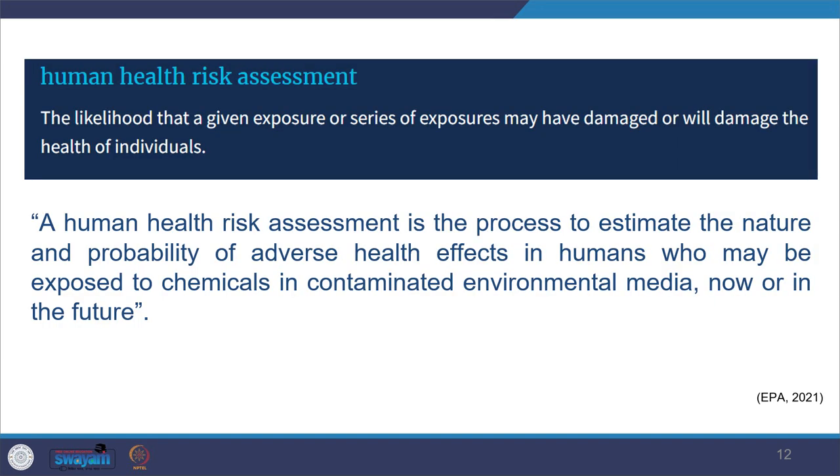The initial tool for assessment we see is human health risk assessment, HHRA, within the EIA framework. This helps us evaluate various health hazards, what kind of health hazards are there. When you undertake human health risk assessment, it will tell you the likelihood of whatever exposure is happening to you, the series of exposures, and what kind of damage it is doing already or is likely to do to an individual's health. That is what is done in human health risk assessment.